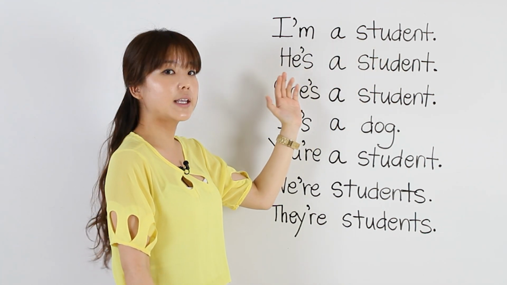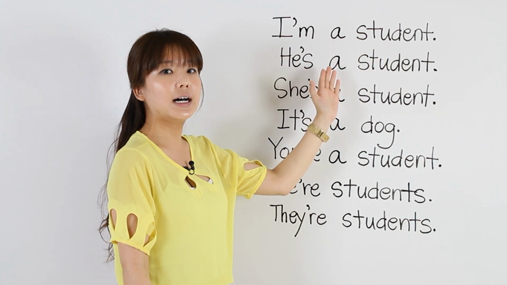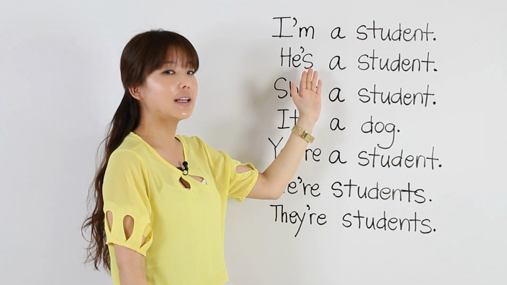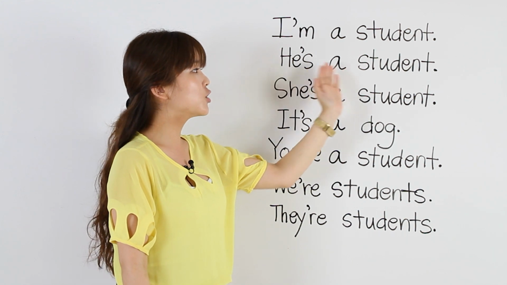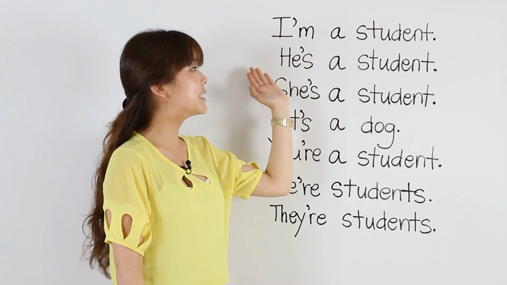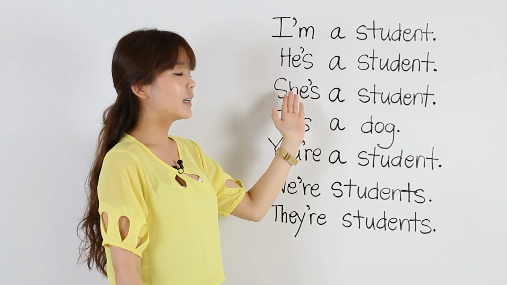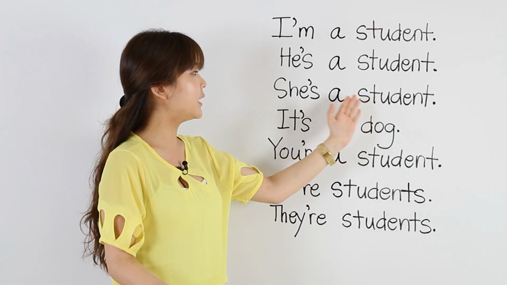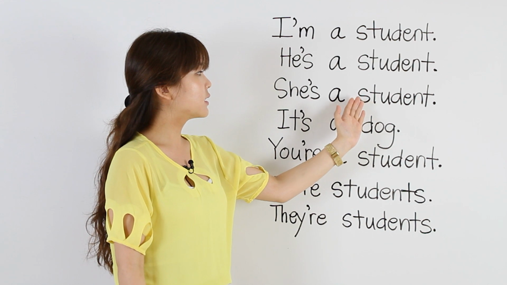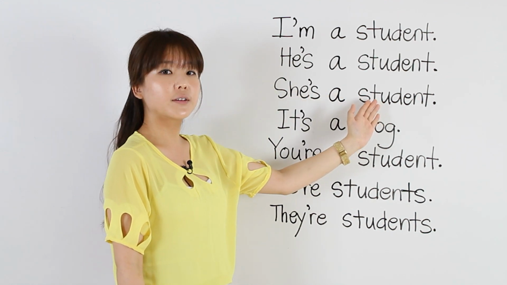Okay, the next one again sounds like one word. He's a student. Please repeat. He's a student. Same thing. She's a student. Please repeat. She's a student.